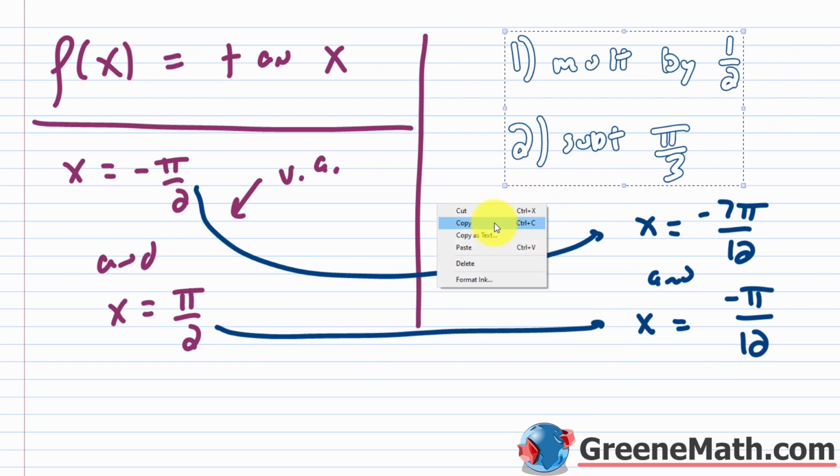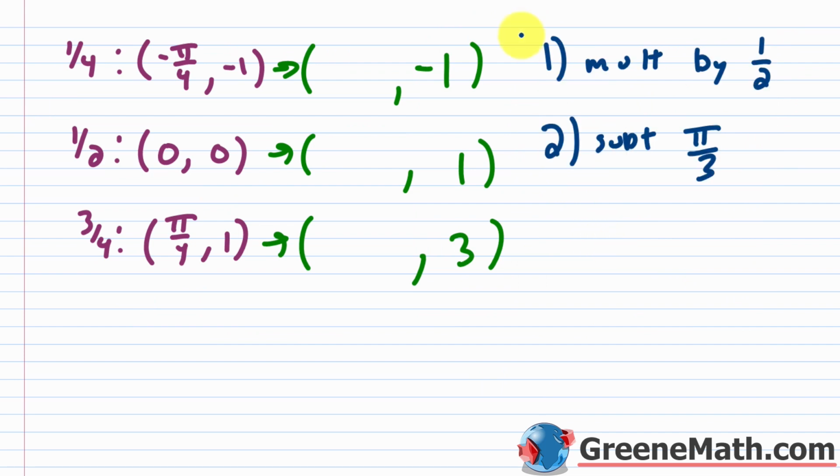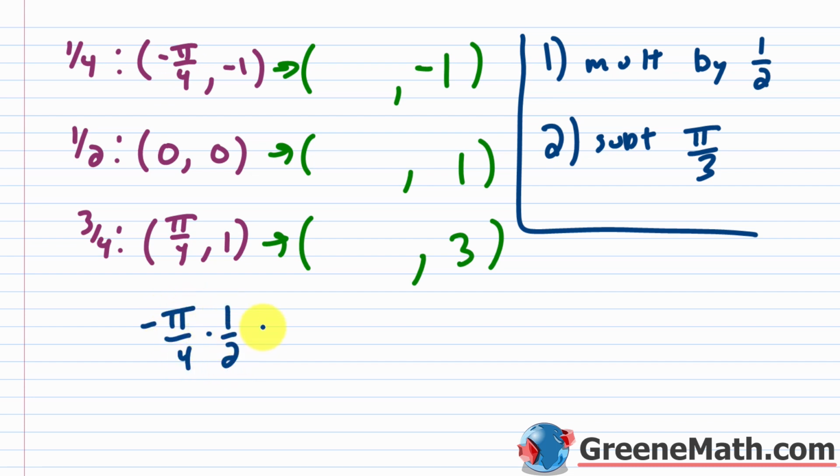Let me go ahead and copy this real quick, and let me come down here and paste this in. For getting the x coordinates for these 3 points, again, you just follow the same procedure. Multiply by a half, then subtract away pi over 3. Negative pi over 4 times 1/2 is going to be negative pi over 8. So once you have that, you're then going to subtract away your pi over 3. So minus pi over 3.